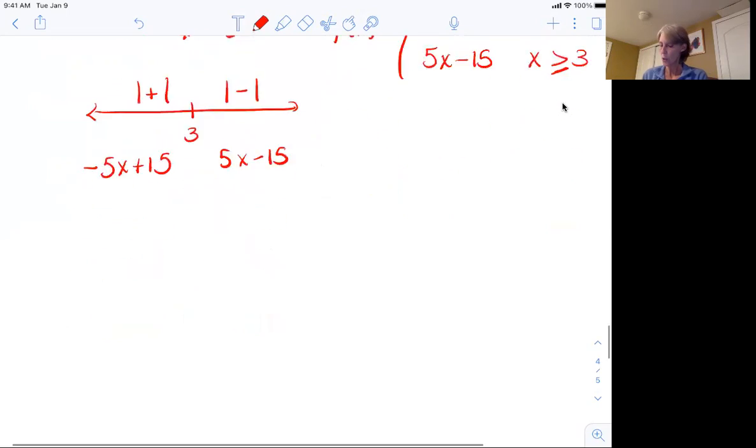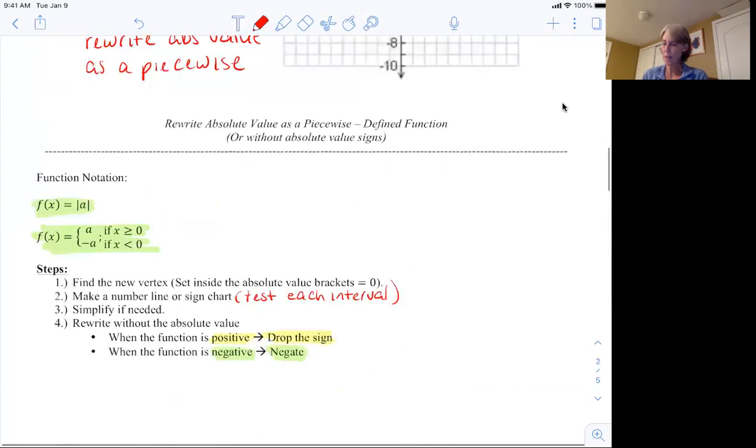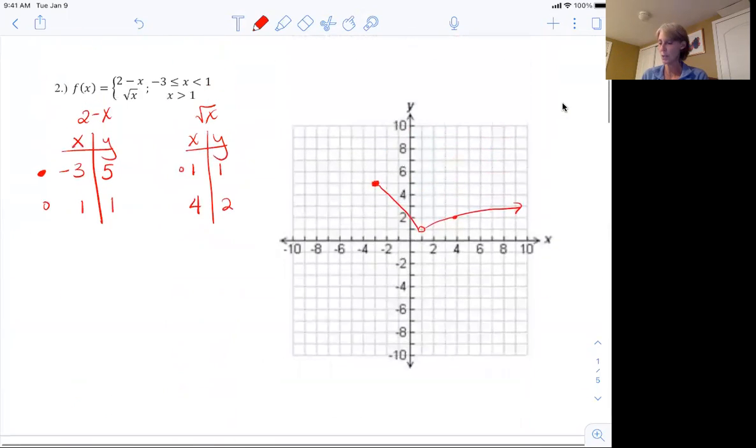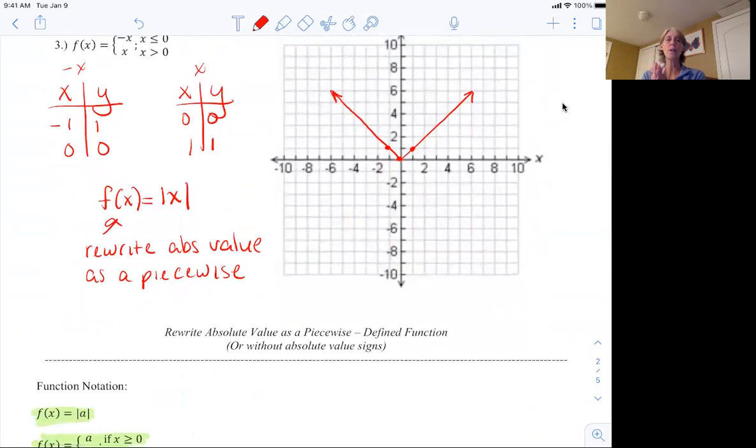Okay. So today we reviewed from yesterday a little bit about the graphs of the absolute value and the piecewise function. But today our main focus was on rewriting an absolute value as a piecewise function.